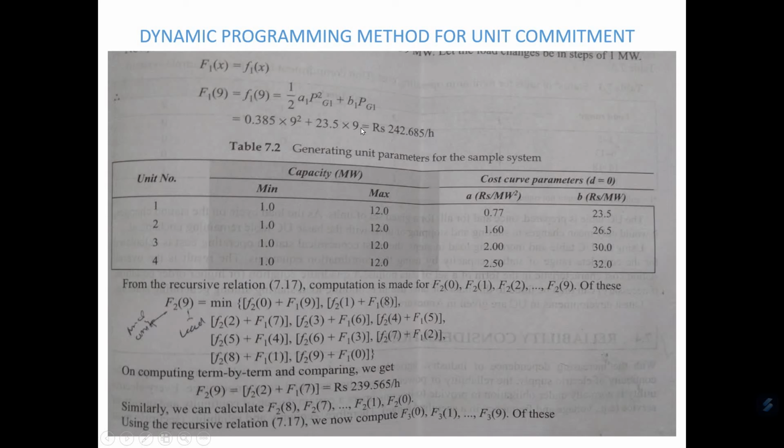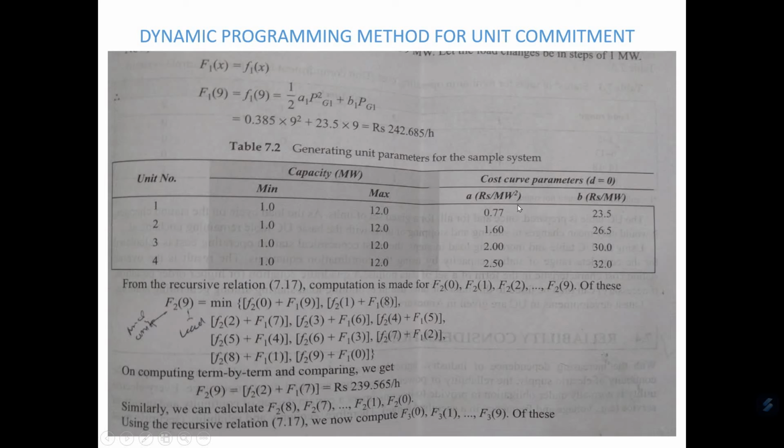The fuel cost equation is 1 half A1 Pg1 square plus B1 Pg1. Here A1 is nothing but the A parameter for the first unit. B1 is nothing but the B parameter for the first unit. Pg1 is the power generated by the first unit. So the fuel cost equation is 1 half A1 Pg1 square plus B1 Pg1.